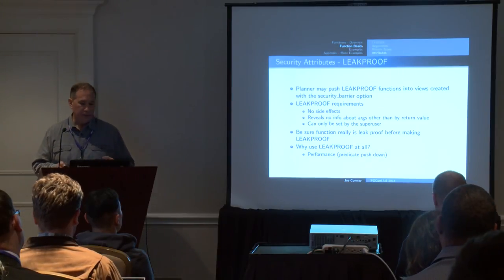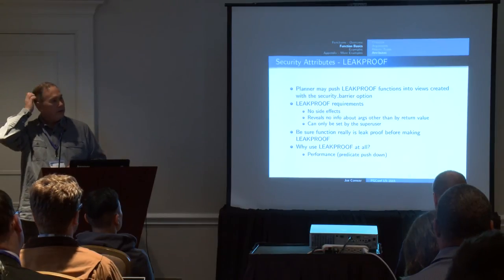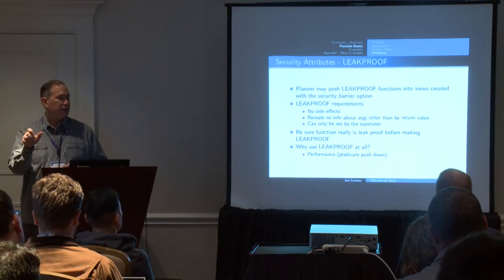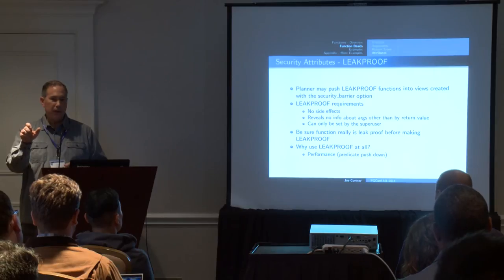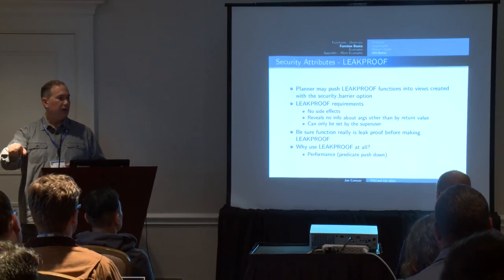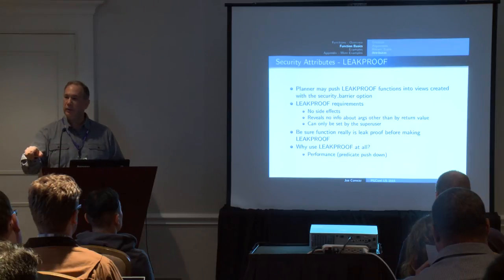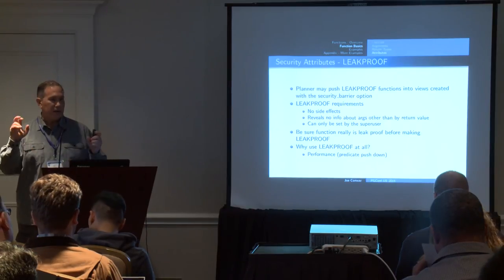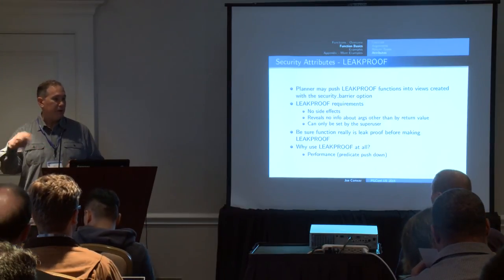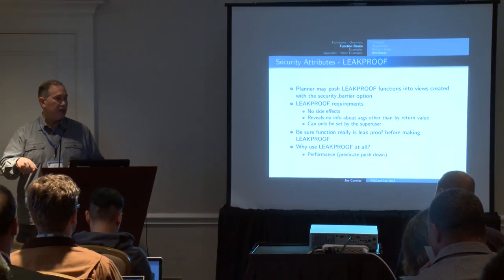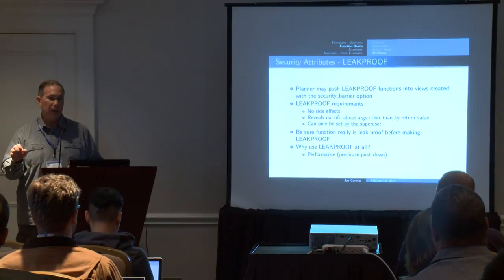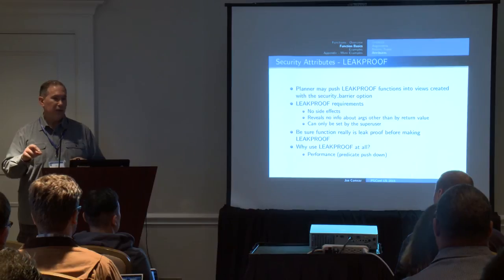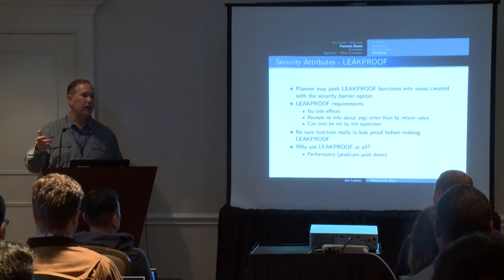This is the notion of leak proof. This has to do with security barrier views. The idea here is that if a function is defined as being sufficiently cheap, the planner could potentially push that function call down inside of a view, and it could occur before some filtering that's going on inside the view. And so if you allow a user who's trying to get at data they shouldn't be able to get at to write a function, it would get pushed into the view potentially if they make it look cheap enough to the planner, and it could do something like raise a notice in PL/pgSQL that would show them information from rows that they weren't otherwise allowed to see.